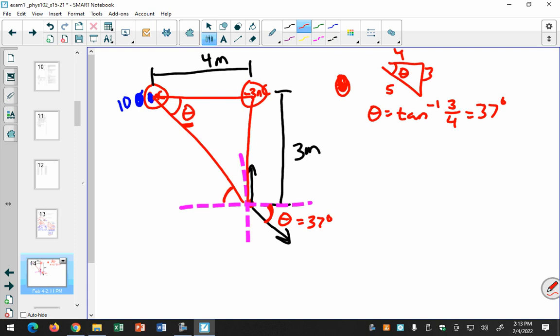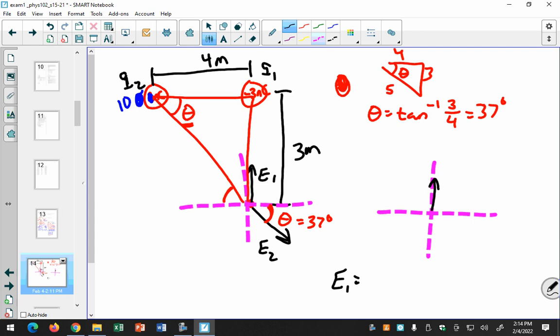The next problem will be find the x and y components of the vectors. I always find it helpful to draw my vectors like this. So my first step will be to calculate E. I'll call this Q1, Q2. So this is E1, E2. E1 is going to be KQ over R squared, KQ1 over R squared. That's R1. So that's 9 times 10 to the 9th, Q1 is 3 times 10 to the minus 9, divided by the distance, which is 3 squared.